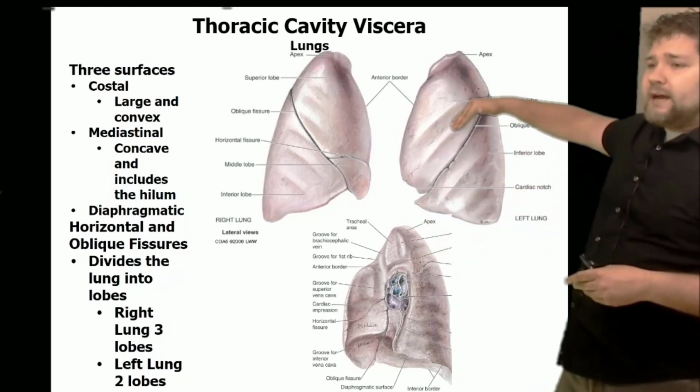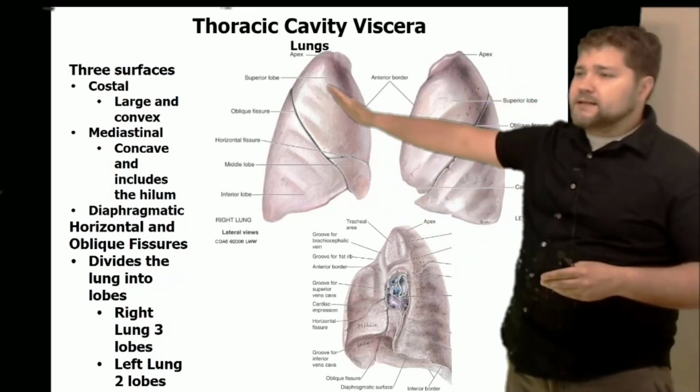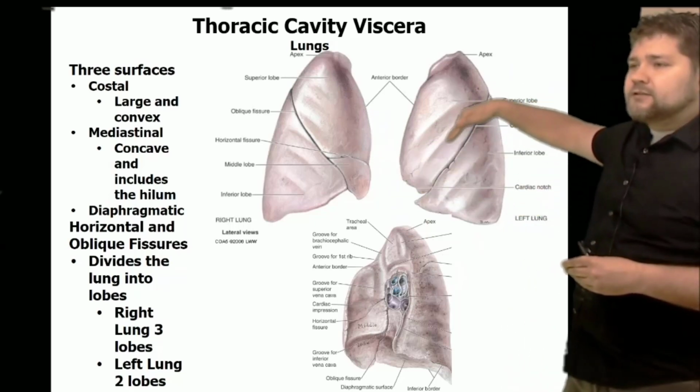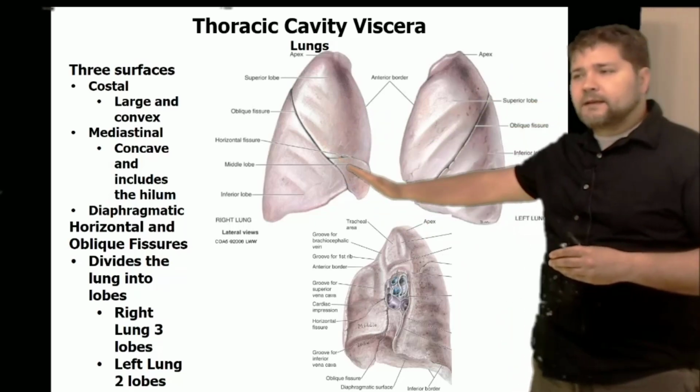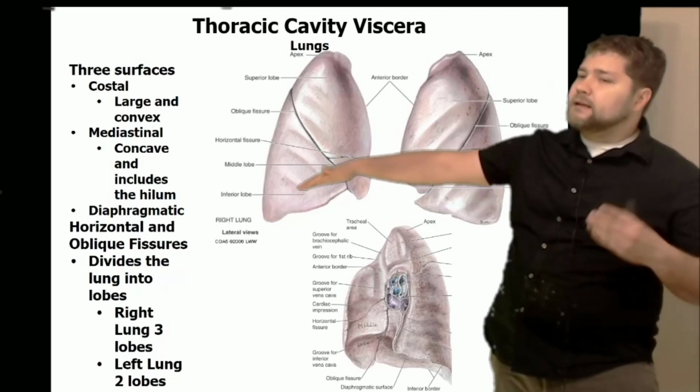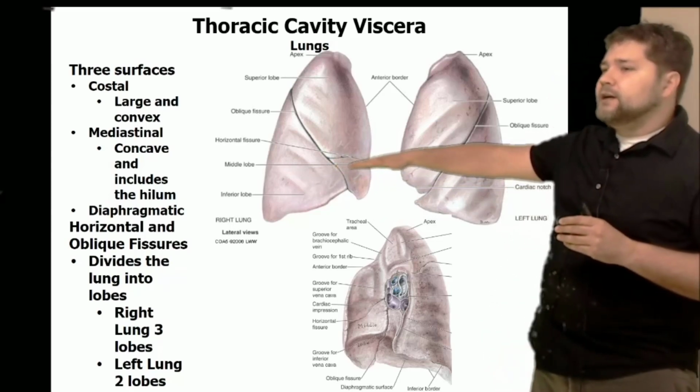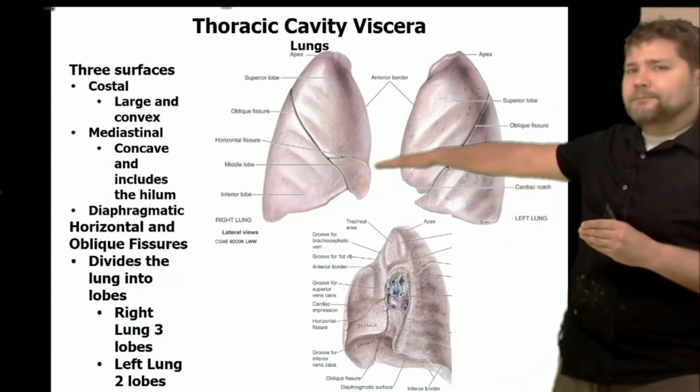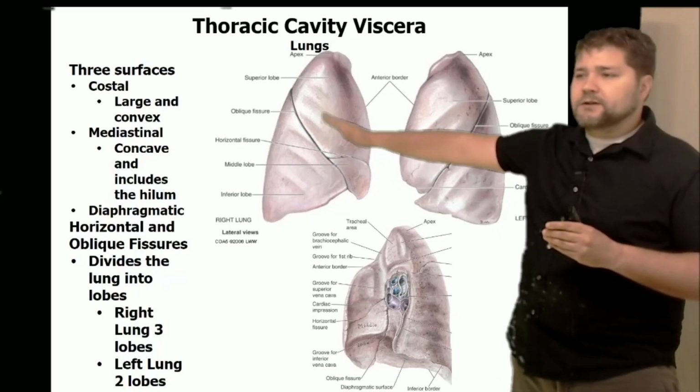They both will have this oblique fissure, this nice little slant that divides at least the superior and inferior lobes. But the right lung, in a typical lung, will have that horizontal fissure, which is going to separate the superior from the middle. Okay, so you've got the horizontal fissure and the oblique fissure here.